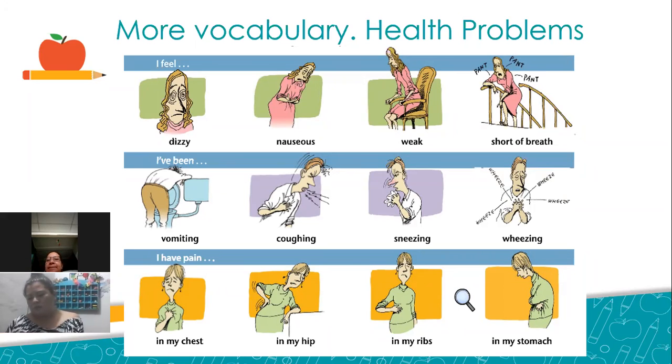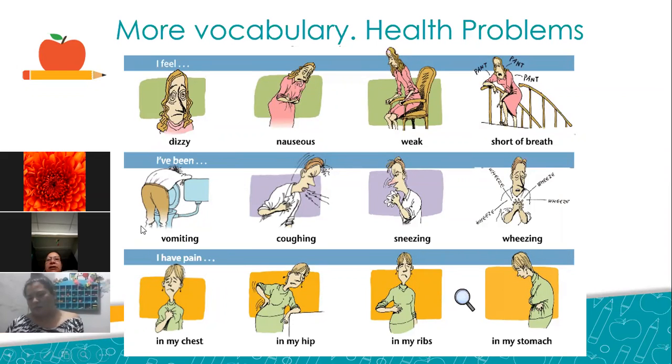But the wheezing. Wheezing is when it's difficult to breathe. Cuando es difícil respirar. Dificultad para respirar, right? Que se oye como un pitillo adentro del pecho, right? Wheezing, right? Okay, and the other question. Another question, please.